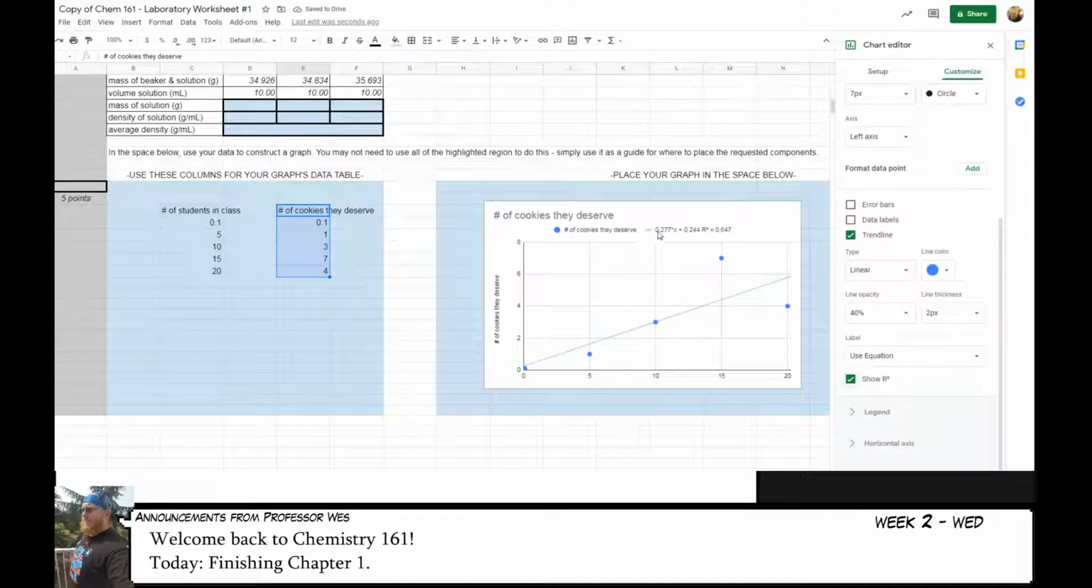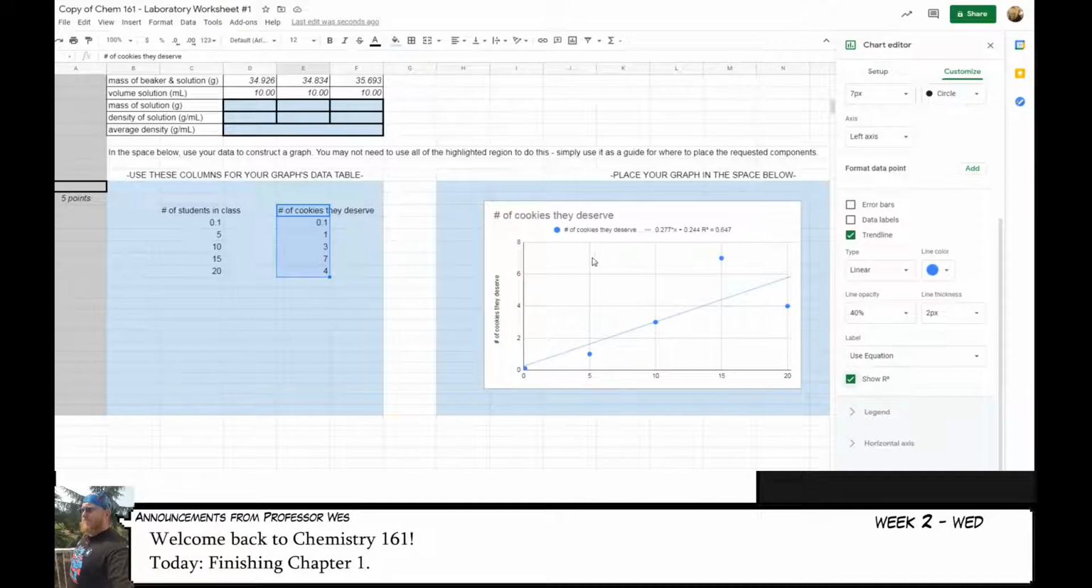What this shows you is that this is the equation, so that for every student in the class, I award about 0.277 more cookies. But everybody gets 0.244 of a cookie for free, I guess. That's the equation that is modeled by this relationship. Now, this number over here, R squared, 0.647, means that our data is sort of linear, but not really. The closer this number is to 1, the more linear it is. 1 would be a perfect line, whereas 0 would mean there is no linear relationship you can make at all. Every linear fit that you apply is equally bad.